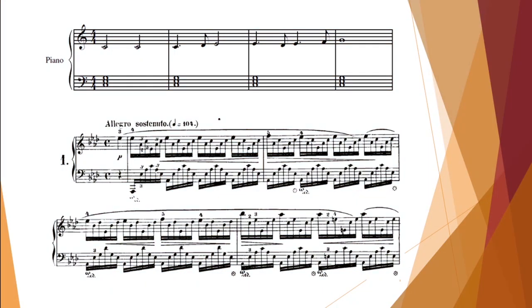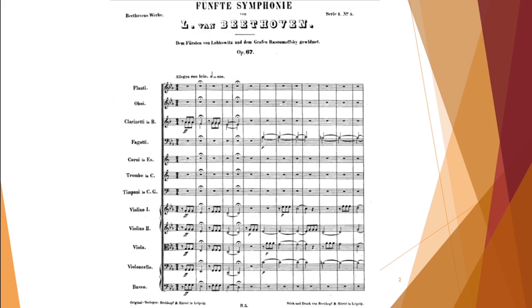Now, a very tricky one would be a score for orchestra. This one here is by Beethoven, the Fifth Symphony. You all know this piece. In this representation of the Fifth Symphony, we can see the different parts of the orchestra and how much more complicated notation can look.